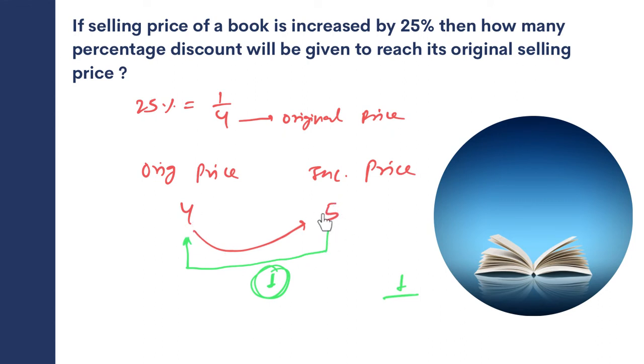So 5 is the reference value here. So I will write here 5. So here 5 into 100. When I cut 100 by 5, I will get 20. And 20%, this is our answer.